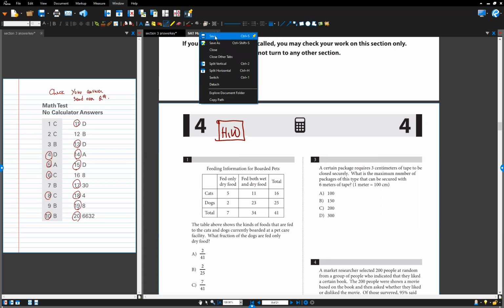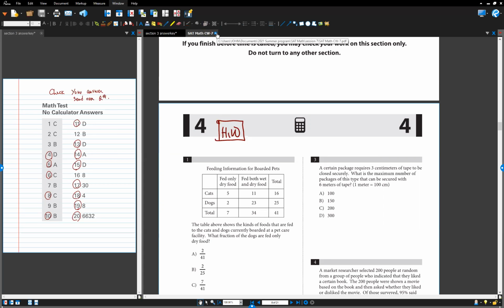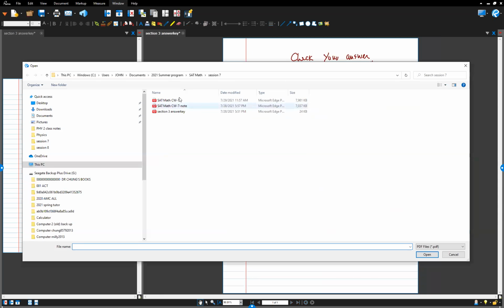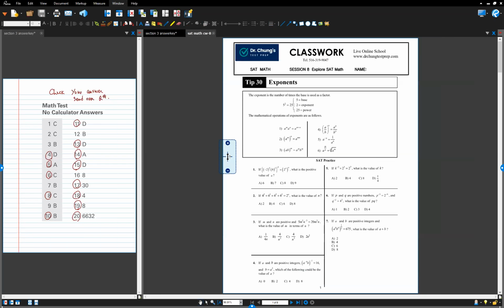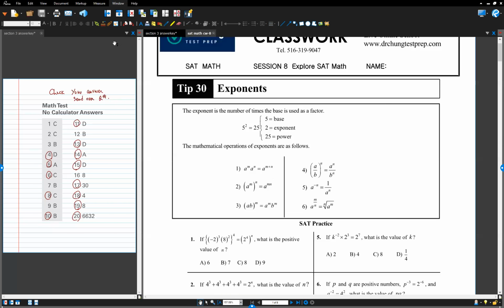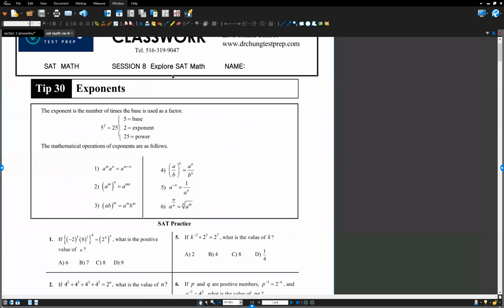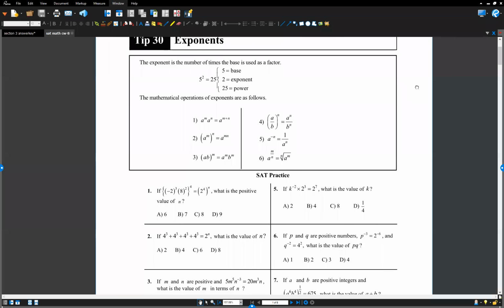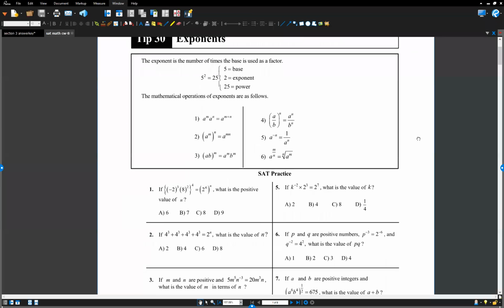I'm going to put this one, save, and out. This is section 8. All right, I think we don't need this one. All right, exponent operations. This is very popular, right? Topics on the SAT too.